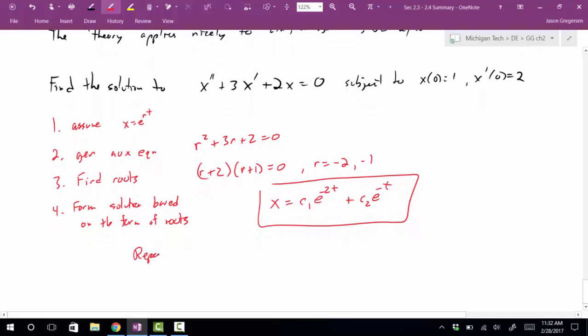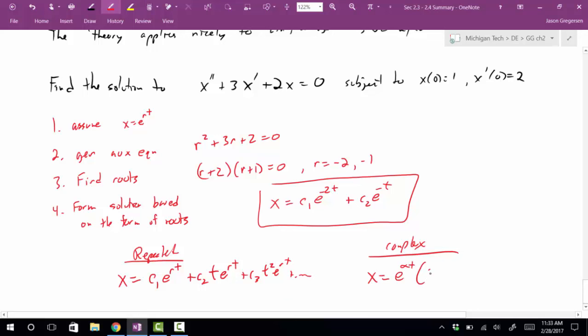Remember that if my roots were repeated, my solution would look like some constant e to the rt, plus some constant t e to the rt, plus some constant t squared e to the rt, and so on and so forth, for however many times it was repeated. Remember, my complex case, my solution was e to the alpha t, c1 cosine of beta t, plus c2 sine of beta t.